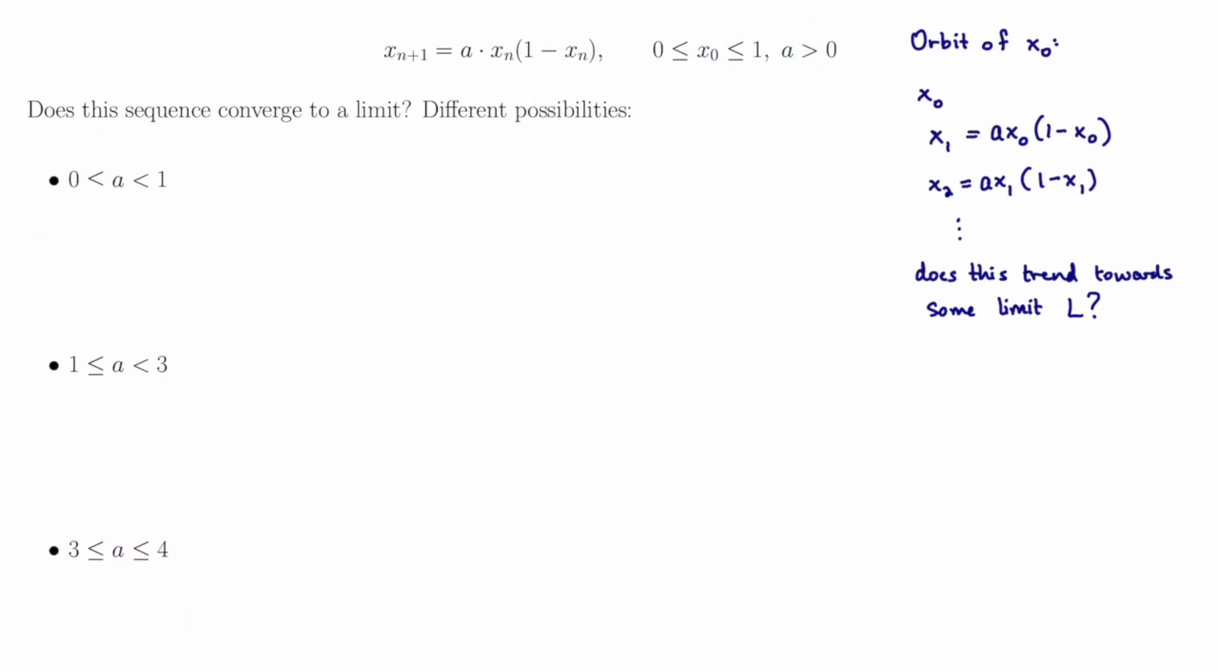We have 3 different regimes for a, so let's talk first about when a is between 0 and 1. Let me consider the terms x1 and x2 that I wrote over to the right. So we said that x1 was a times the seed x naught times 1 minus x naught. But our seed is between 0 and 1, so 1 minus the seed is less than or equal to 1. That means that x1 is less than or equal to a times x naught.